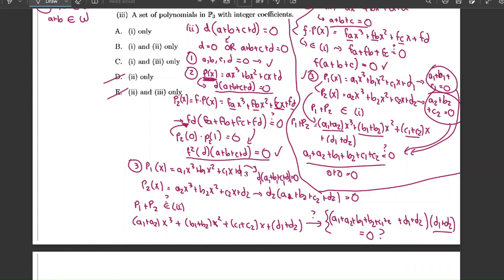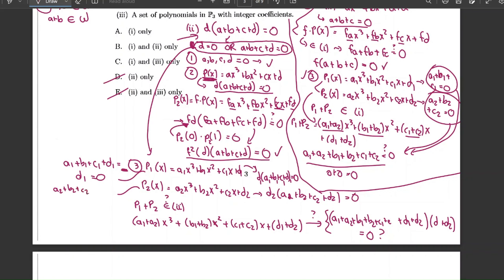Okay, so the key thing here is that our requirement states that d times a plus b plus c plus d is equal to 0. So this means that d is equal to 0 or a plus b plus c plus d equals 0. So p1 and p2 can satisfy these requirements in different ways. For example, in p1, maybe d1 is equal to 0. Then a1 plus b1 plus c1 plus d1 could be anything, so there's no restriction, because if d1 is equal to 0, then this requirement is satisfied. In comparison, what if for p2 of x, a2 plus b2 plus c2 plus d2 is equal to 0?